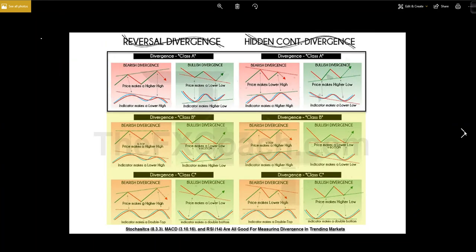So there's that chart which shows the principal reversals here, the continuations over here, hidden continuation divergence. And then there's classes. Class A is the most dominant. That's there. And that's the one we're going to focus on. I show the others just so you have it as reference material. And also note at the bottom, stochastics at 8-3-3, MACD as the oscillator, 3-10-16 oscillator, and RSI 14 are all good for measuring divergence in trending markets.